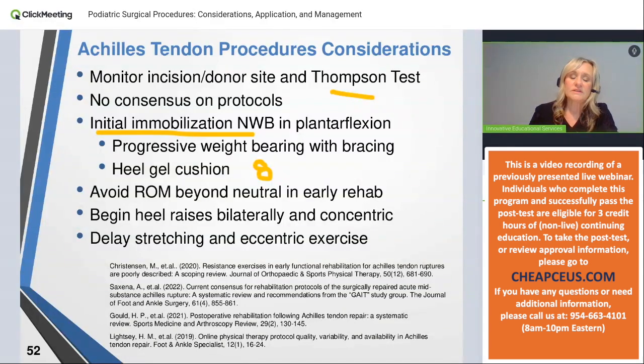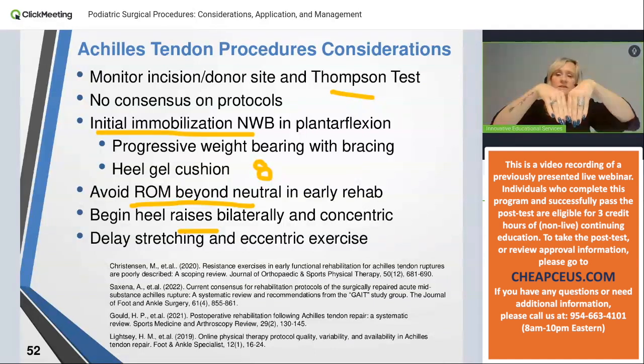As we look at the different exercises that the patient is performing, we're going to avoid that dorsiflexion past neutral early on because that would stress that repair. And again, when we do start our heel raises, we're going to be bilateral concentric, take away the operative side, come back down, and then go back up. So we're going to start with the concentric and wait on that eccentric control and eccentric strengthening for that specific patient.